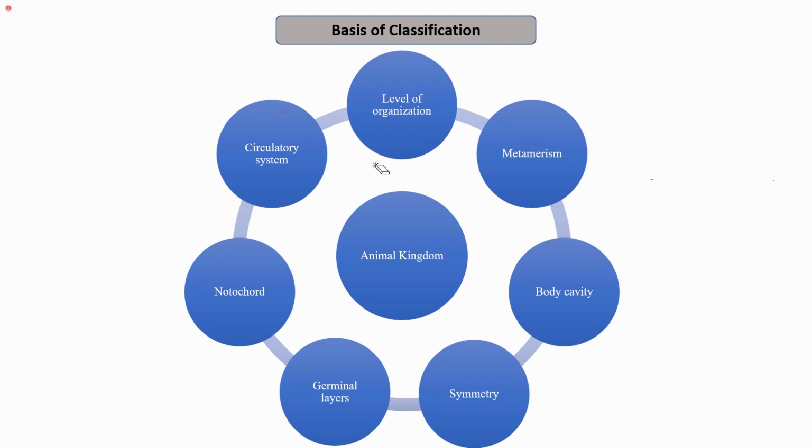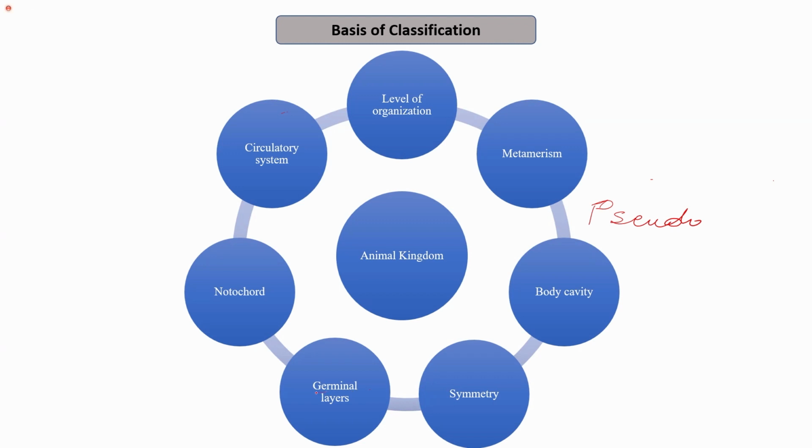The next property that we discussed was body cavity. Some phyla have a true body cavity, which are called coelomates, while some phyla have a false body cavity, which we call pseudocoelomates. And there were some phyla which do not have a body cavity, which we call acoelomates. So on the basis of body cavity, different phyla were divided into categories like pseudocoelomates, acoelomates, or coelomates.